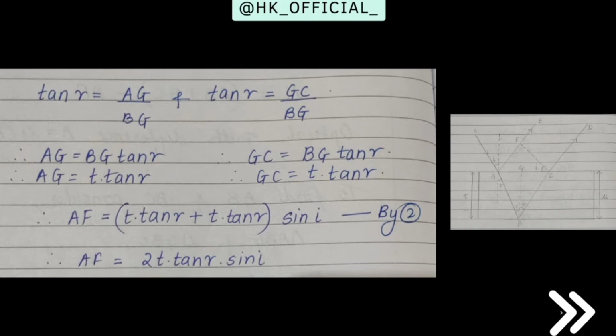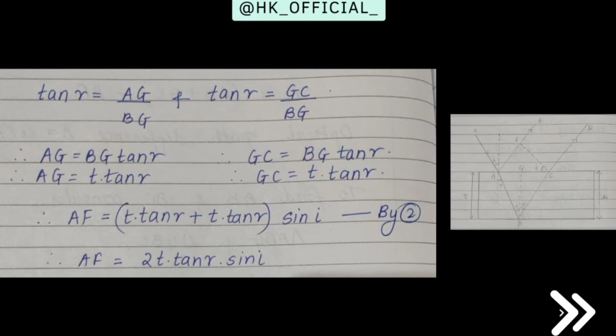So by the first tan R, AG is equal to BG tan R. BG is nothing but the thickness of film, so substitute BG as T. We get AG is equal to T into tan R. Similarly with GC, GC is equal to BG tan R. BG is again the thickness of film. Substitute it with T, and you get GC is equal to T into tan R.